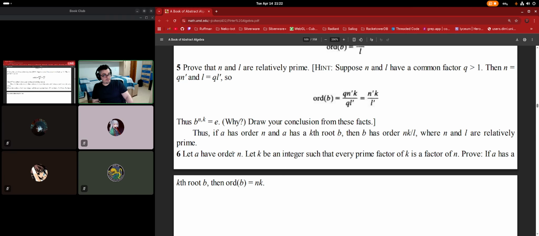Let A have order n. Let k be an integer such that every prime factor of k is a factor of n. Prove if A has a k root b, then the order of that b is going to be n to the power of k.